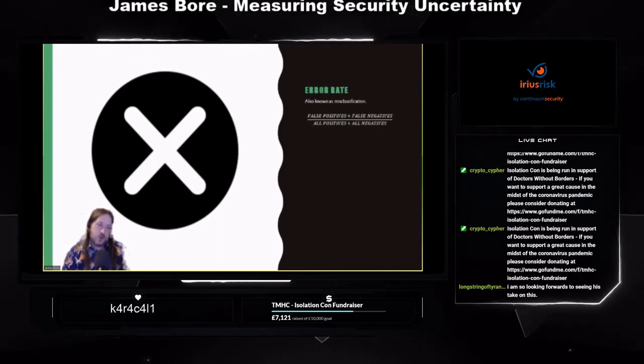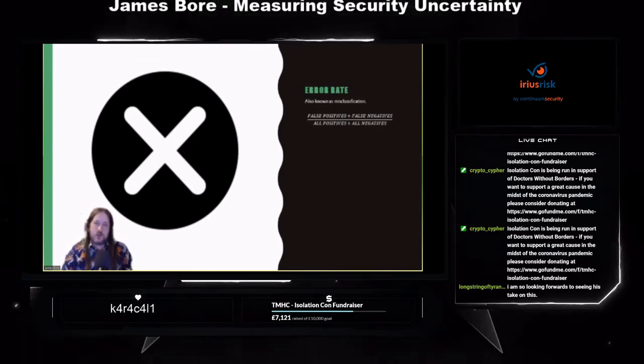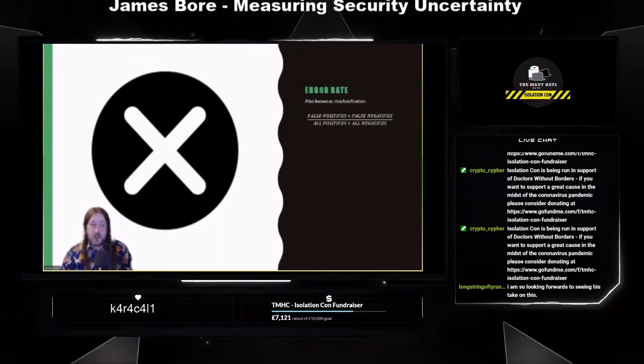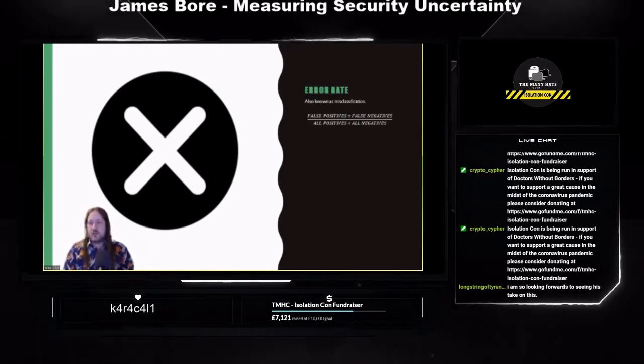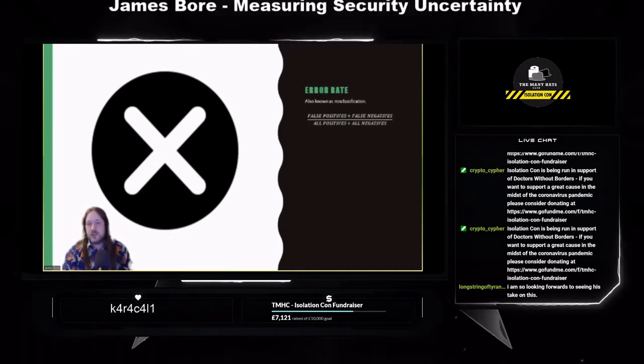If you've got two vulnerability scanners, for example, that you're looking at with the same life cycle stage, test them both, get the accuracy and error rate for both, and it will give you an idea.